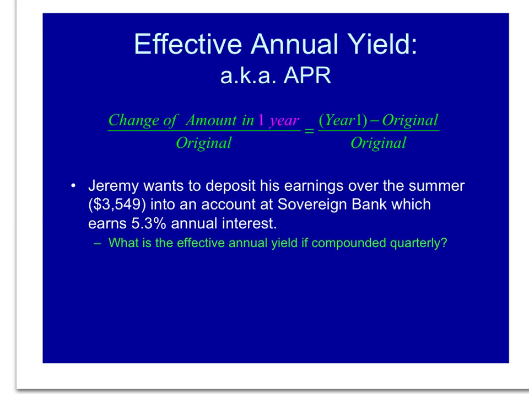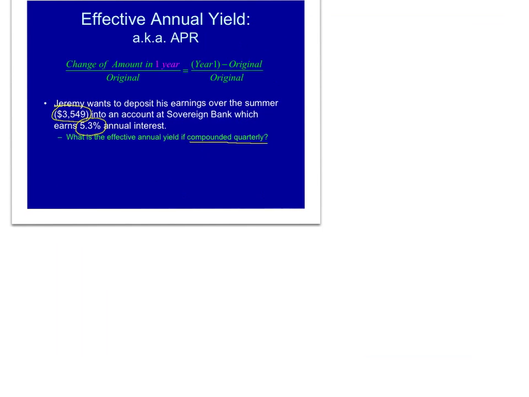So if we look here, Jeremy wants to deposit his earnings over the summer, in which he made $3,549, into an account. So important piece of information here, we have a 5.3% interest rate. Our principal, or our initial amount, is $3,549. And we know the interest is compounded quarterly. So first we need to take a look at what happens in a year. So we have our formula here is P times 1 plus R over N to the N times T.